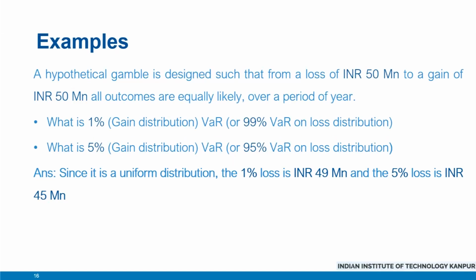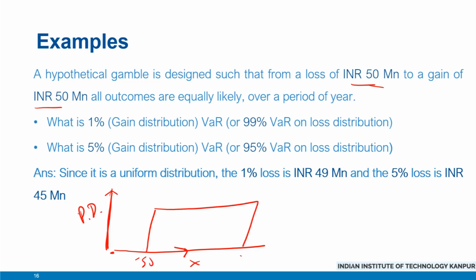Let's start with this first example, where a hypothetical gamble is designed that, from a loss of 50 million to a gain of 50 million, all outcomes are equally likely over a period of a year. So this is an example of a uniform distribution. That means the outcomes are distributed on a probability distribution table, where on the y-axis we have probability densities, and on the x-axis we have possible outcomes. They start from a value of minus 50 and end at the final value of plus 50 million.